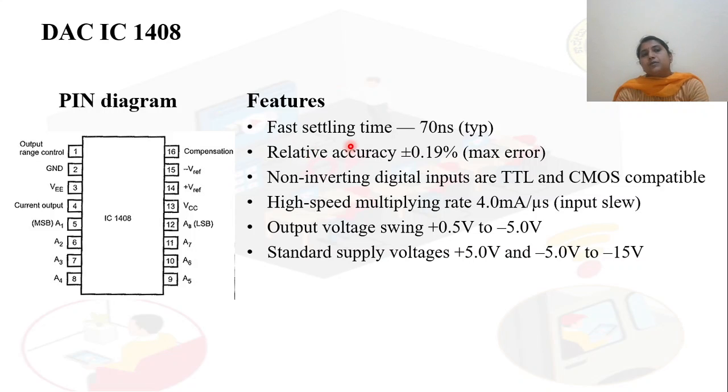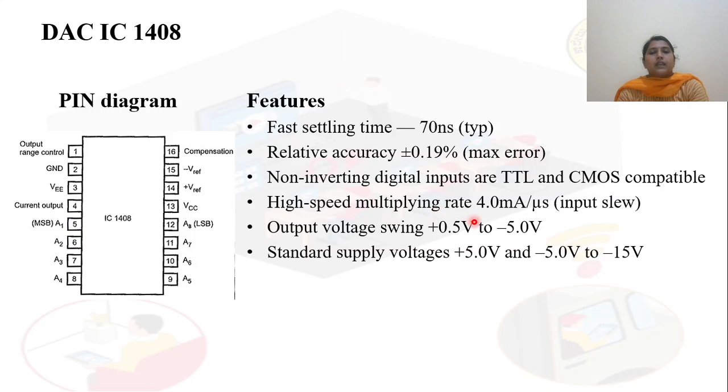Features. Settling time of this IC is 70 nanosecond. This IC is also an 8-bit digital to analog converter. The accuracy is plus or minus 0.19%. Non-inverting digital inputs are TTL and CMOS compatible. Here, the inputs of IC 1408 are non-inverting digital inputs.